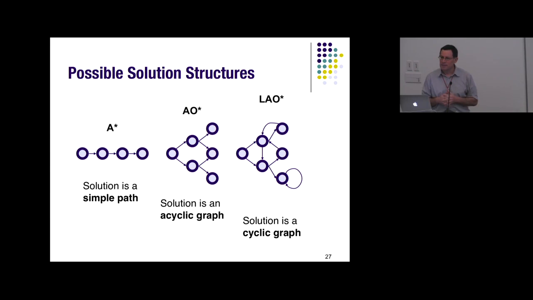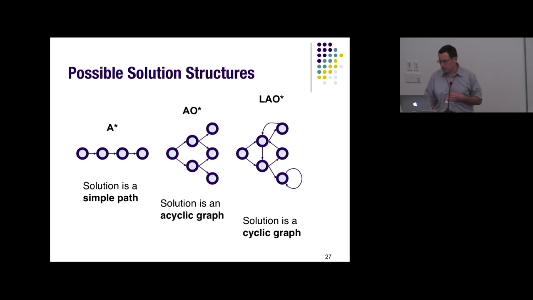With probability 1/2, you will finish in one step, and 1/4, two steps, and so on. So I think it's a small finite number. In any case, LAO star allows us to represent the explicit solution as a contingent plan with cycles. And we will see what challenges it presents. It's actually a very straightforward extension of A star in a way.